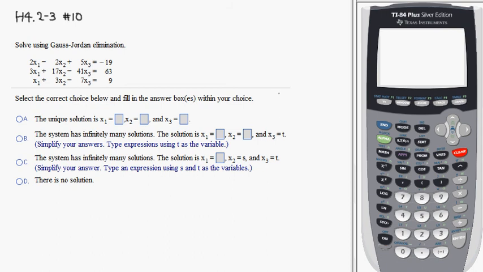Okay, let's look at homework 4.2, 4.3, number 10. All right, so we have this system of linear equations, and we want to use Gauss-Jordan elimination to find the solution. So let's do that. I'm going to use a calculator to do these operations.